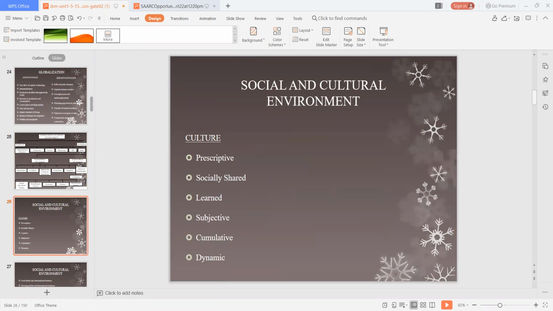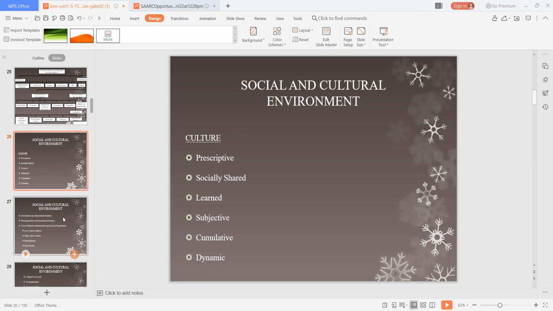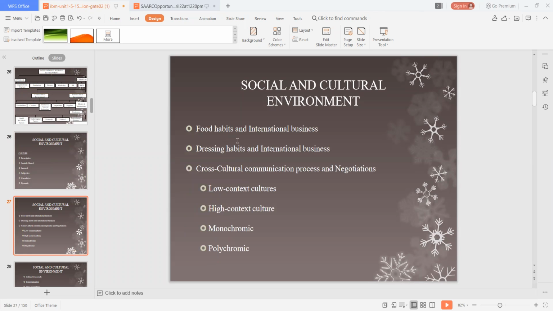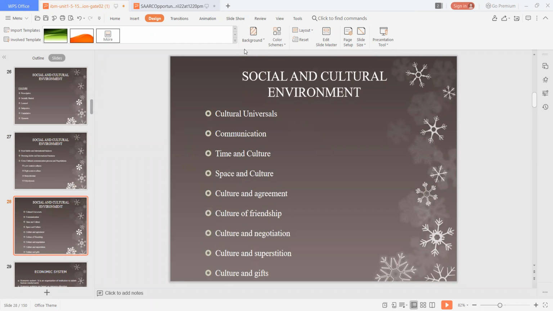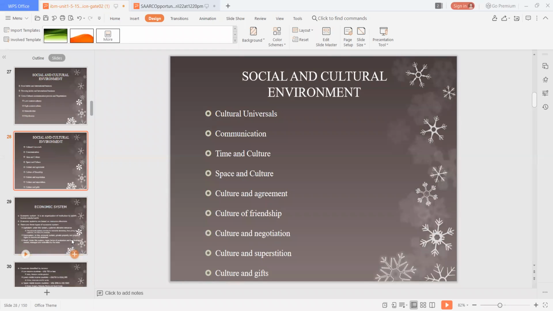Social and cultural environment: culture is descriptive, socially shared, learned, subjective, cumulative, and dynamic. Food habits and international business, dressing habits and international business, cross-cultural communication, low context cultures, high context cultures, monochronic and polychronic. These are the cross-cultural communication that happens between the countries. Cultural universals, communication, time and culture, space and culture, culture and agreement, culture of friendship, culture and negotiation, culture and superstition, culture and gifts. So social culture plays a role.